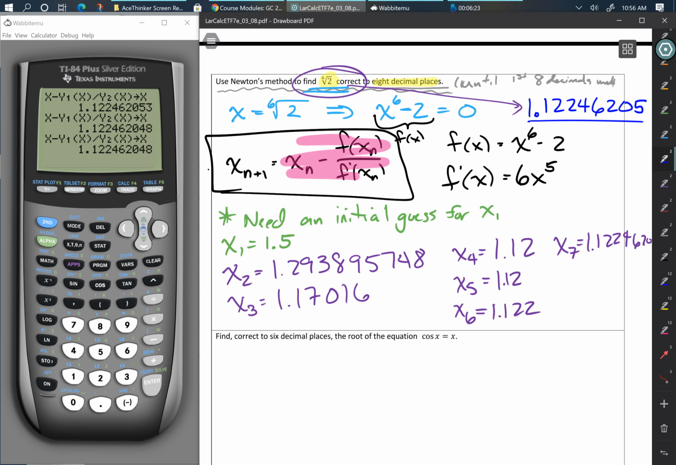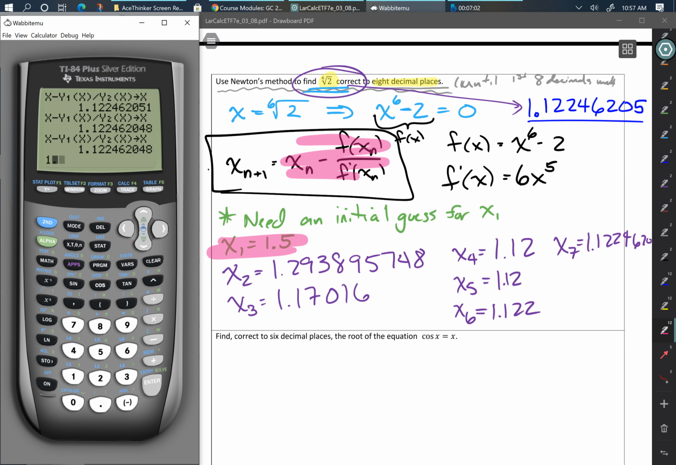Now I know what you're thinking. Well, that took a while. Yeah, and the reason that it took a while is because this was a garbage first guess. I should have known it was going to be much closer to 1. In fact, if I had just started with 1 as my initial guess and then run this process, 4, 5, and I'm there. 6. Okay? So a good initial guess is going to get you to your answer faster.